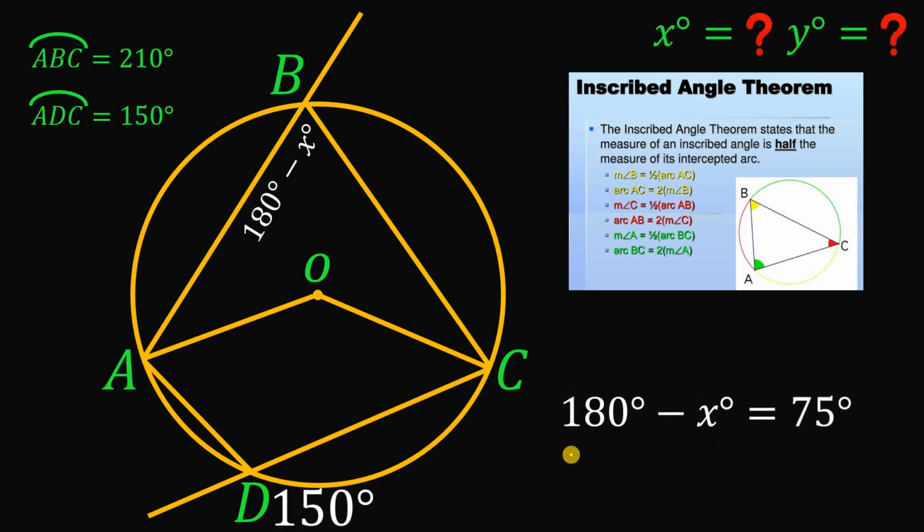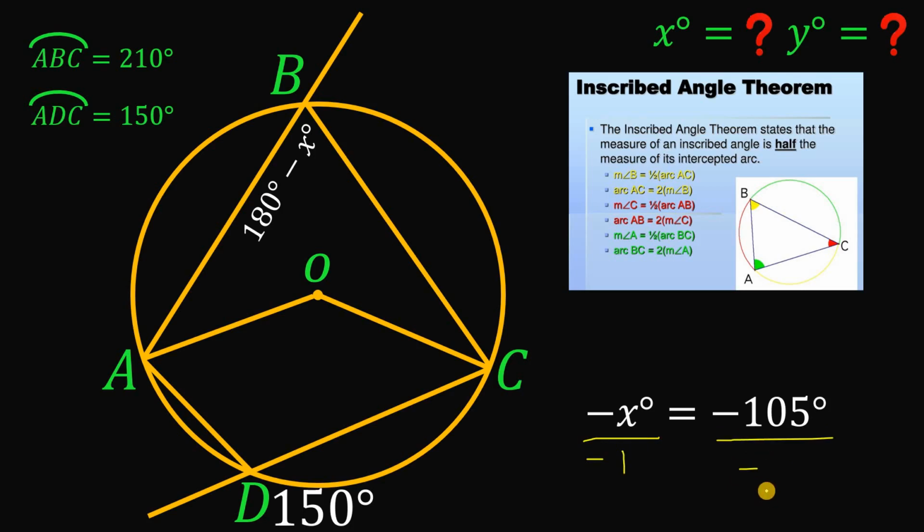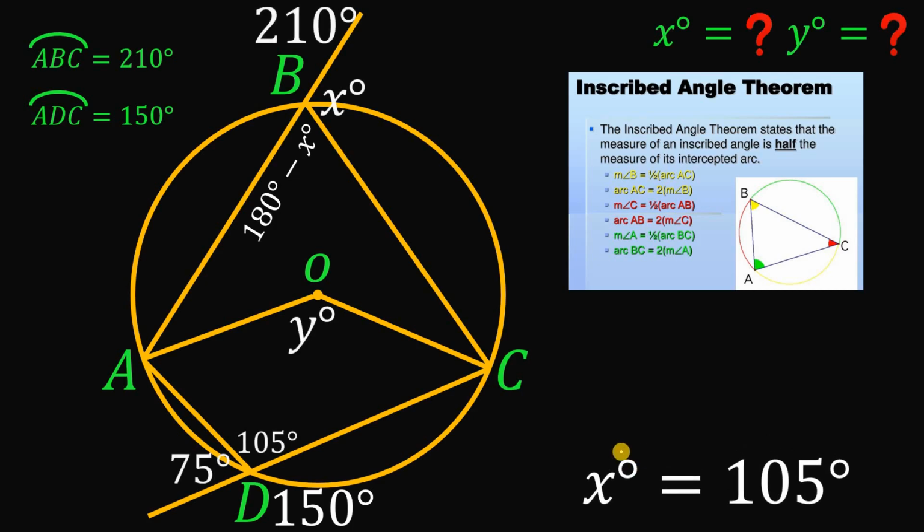Now, let's solve for the value of x. Let's subtract 180 on both sides. Then 75 degrees minus 180 degrees will give us negative 105 degrees. And if we divide both sides by negative 1, we get that x degrees must be equal to 105 degrees. And there you go, we have the value of x. Now, how about the value of y degrees?